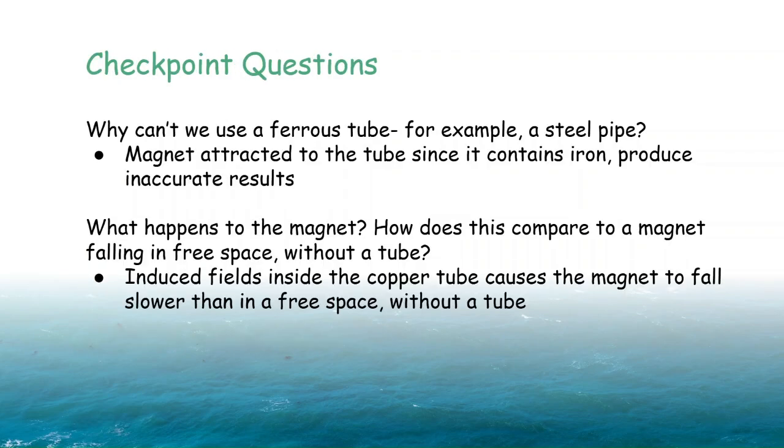Why can't we use a ferrous tube, for example a steel pipe? Ferrous metals contain iron, so the magnet would feel an attractive force to the tube, and it would cause the magnet to stick to the tube or produce inaccurate results.